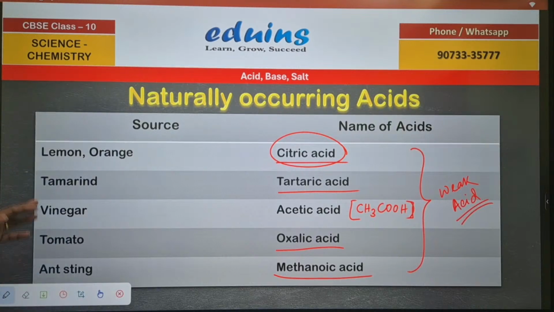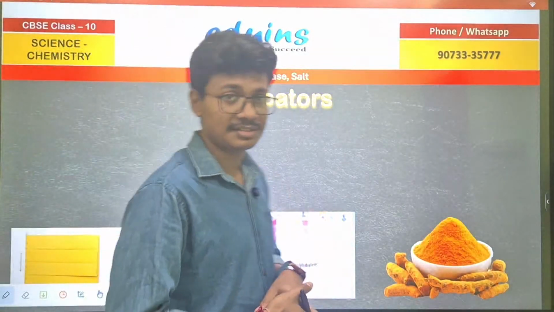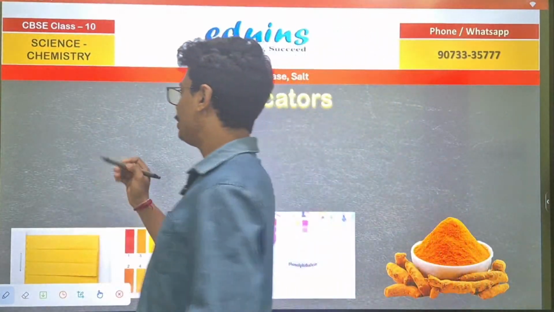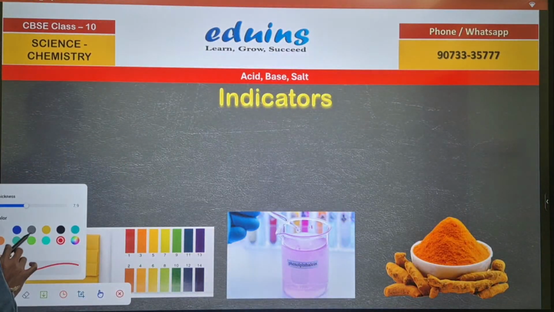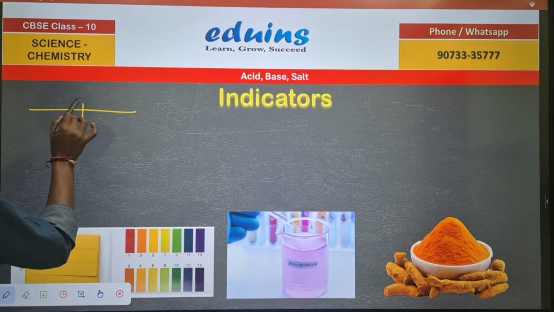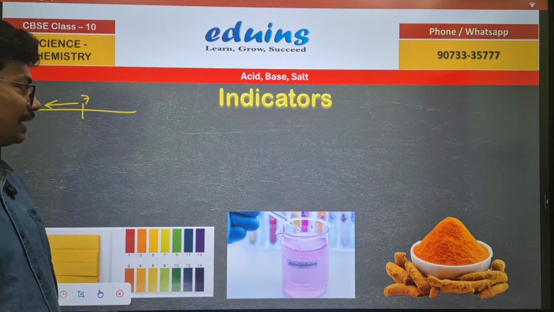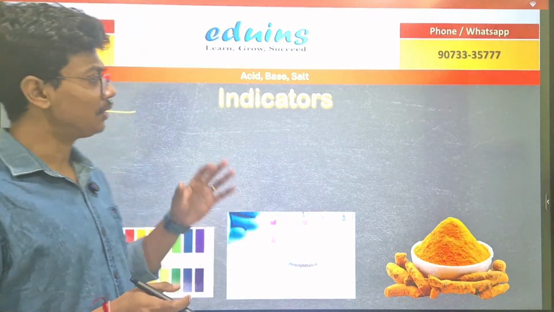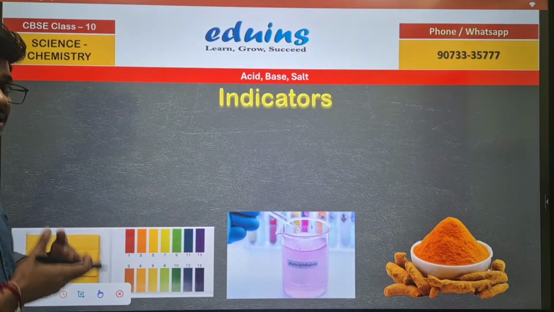Okay, now talk about some indicators. What are indicators? We are talking about the acid and the base, and we are talking about the pH scale, where 7 is the neutral pH, the left side of 7 is acidic, and the right side of 7 is the alkaline or basic pH. Okay, that's very good.